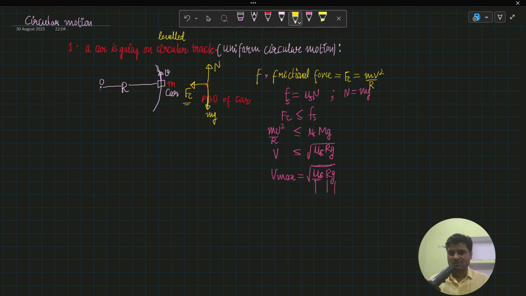So what we can do is make a slope. We bank our road. What we mean by banking is that we lift our road at some small angle. Say our road is like this, and at some angle we bank it. Now our vehicle is going on this banked road.